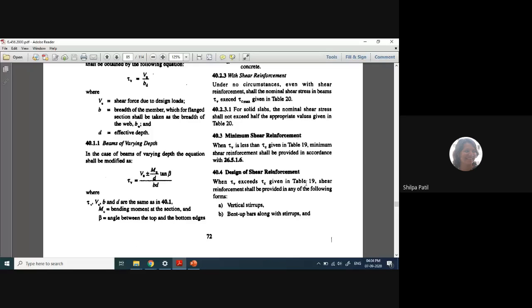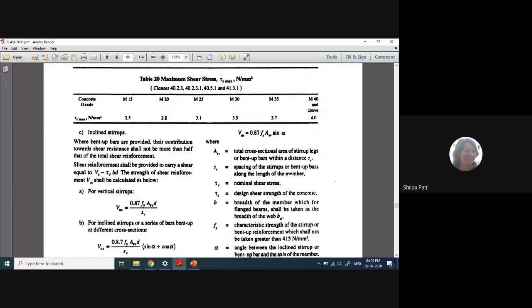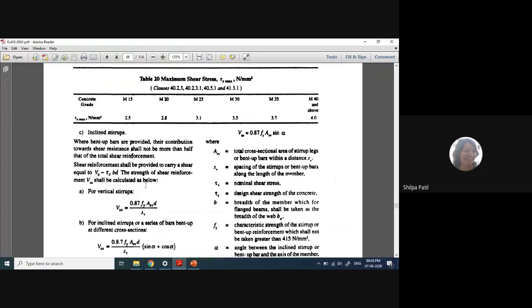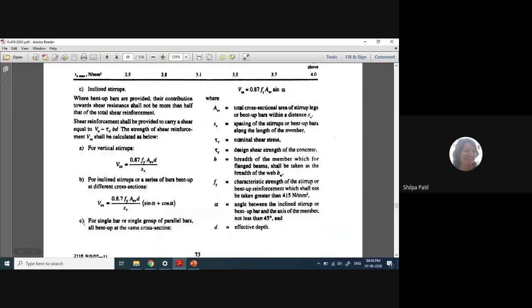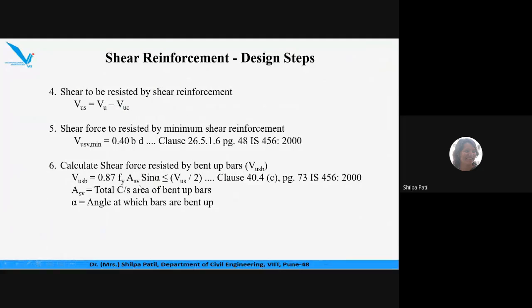Design for shear reinforcement, bent up bars along with stirrups, and this one is only for inclined stirrups. So what we were calculating here is the shear force resisted by bent up bars. For single bar or single group of parallel bars all bent up at the same cross section, VUS is given as 0.87 Fy ASV into sine alpha. Okay, this is the formula to find out the shear force resisted by bent up bars. So VUSB is calculated.